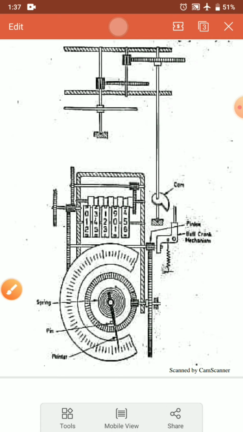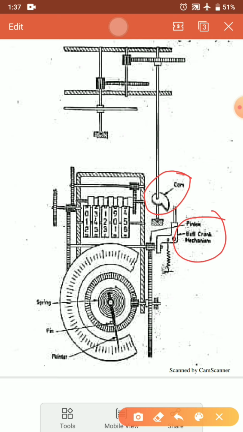Now to this there is a reset device. Why a reset device? The reset device is the cam and the bell crank mechanism. This reset device is used to bring back the pointers to zero value. Now why this pointer has to be brought back to zero, we'll be discussing in the coming points.